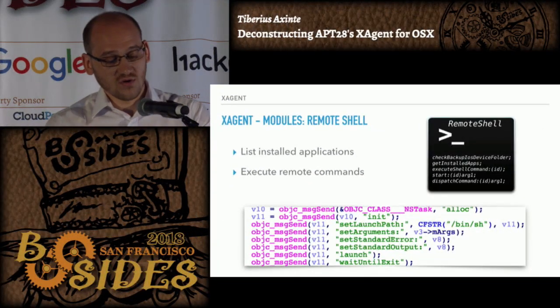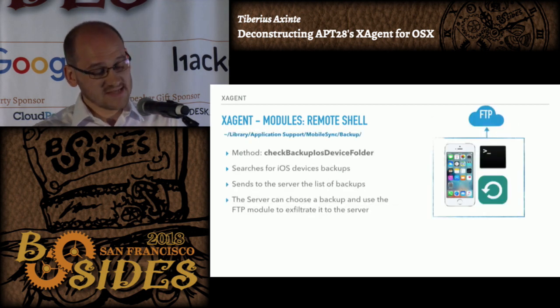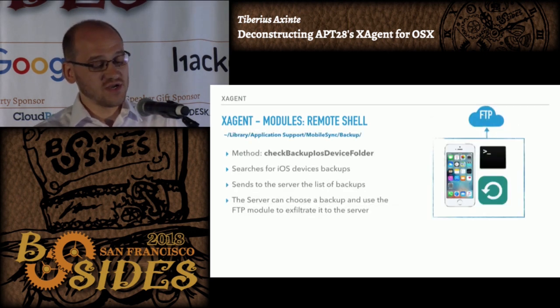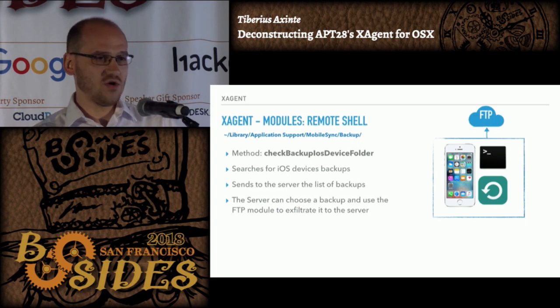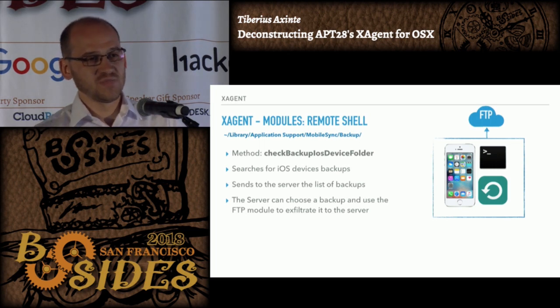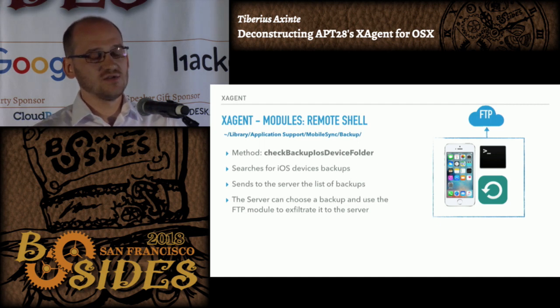Another module called remote shell can be used by the attacker to remotely execute shell commands on the affected machine. But this module has an interesting function called check backup iOS device folder. Using this, XAgent will list all the iOS backup folders that you have on your Mac and send that list to the CNC server. Then the server will choose an iOS backup and request XAgent to upload it to an FTP server.